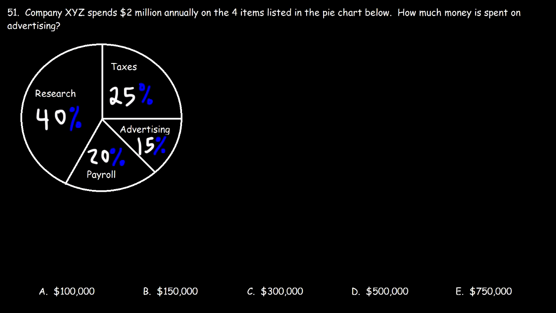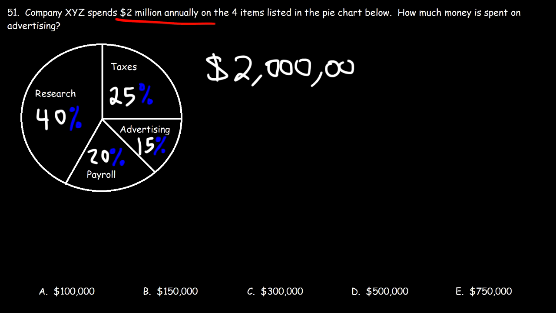Company XYZ spends $2 million annually on the 4 items listed in the pie chart below. How much money is spent on advertising? So, in their $2 million budget, we can see that they spend 15% on advertising. So all we need to do is find out what 15% of 2 million is. And let's see if we can do it mentally.